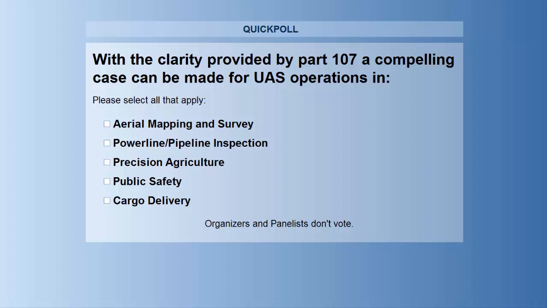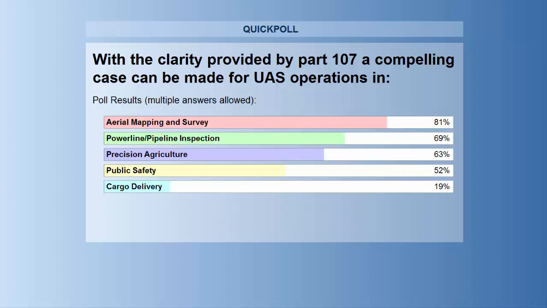Sure. We'd like to hear from you. With the clarity provided by Part 107, a compelling case can be made for UAS operations in, and go ahead and give us all that apply in your opinion: aerial mapping and survey, power line, pipeline inspection, precision agriculture, public safety, cargo delivery. All right, 81% aerial mapping and survey, 69% power line pipeline inspection, 63% precision agriculture, 52% public safety, and 19% cargo delivery. Demos? Again, an interesting spread.